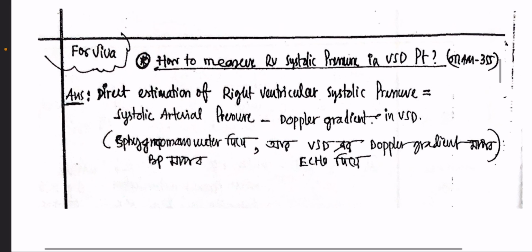For viva, how to measure RV systolic pressure in a VSD patient? Direct estimation: right ventricular systolic pressure is equal to systolic arterial pressure minus Doppler gradient in VSD.